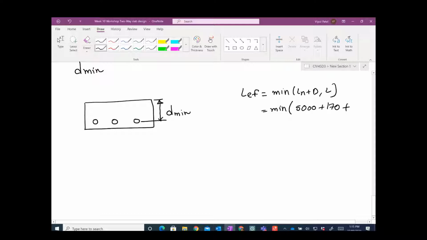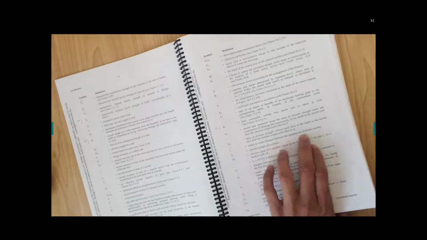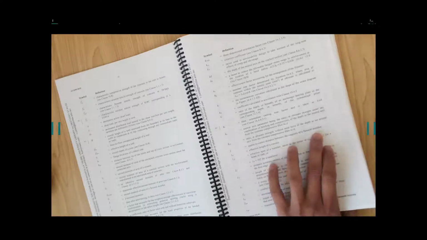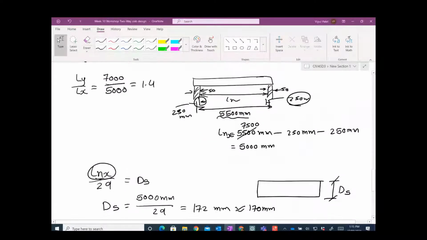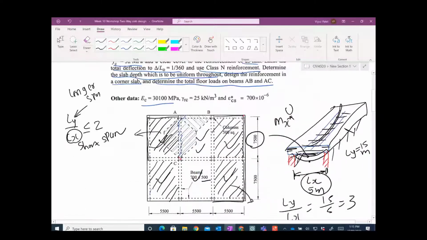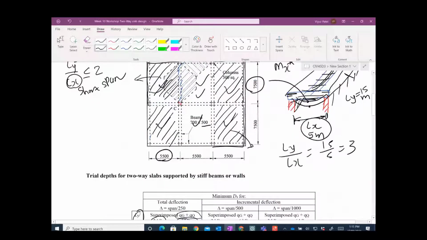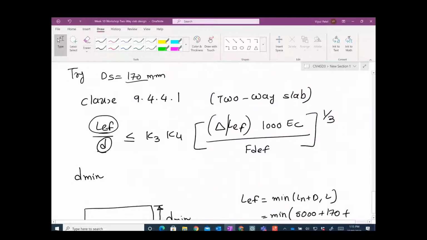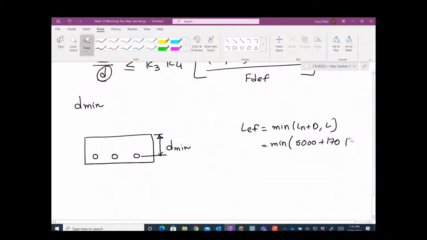What is L? L is written here. That is the center to center distance between supports of the flexural member. So it is a center to center distance, meaning that we are already given the center to center distance, which is 5500. So let's put that one. So you have the minimum of 5170 or 5500. You have effective 5170. That's how you calculate the effective.